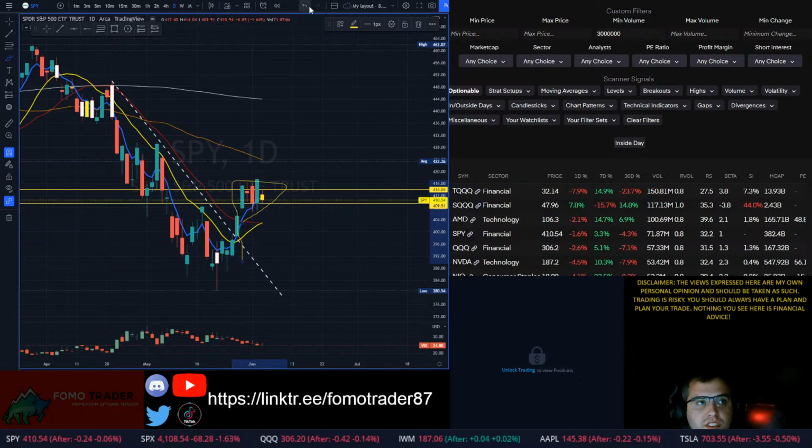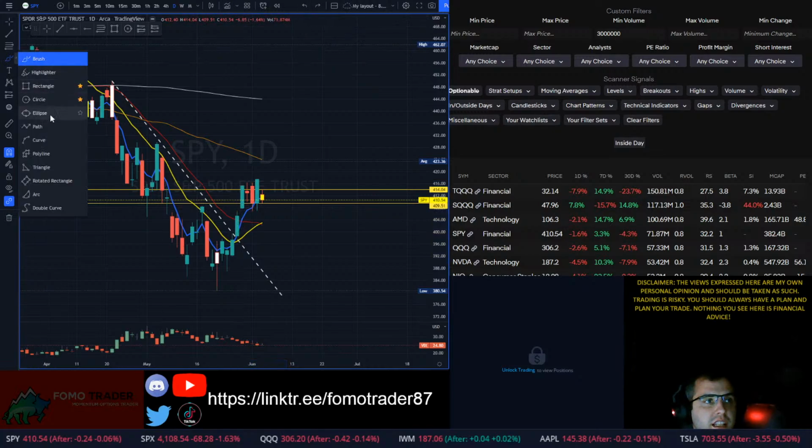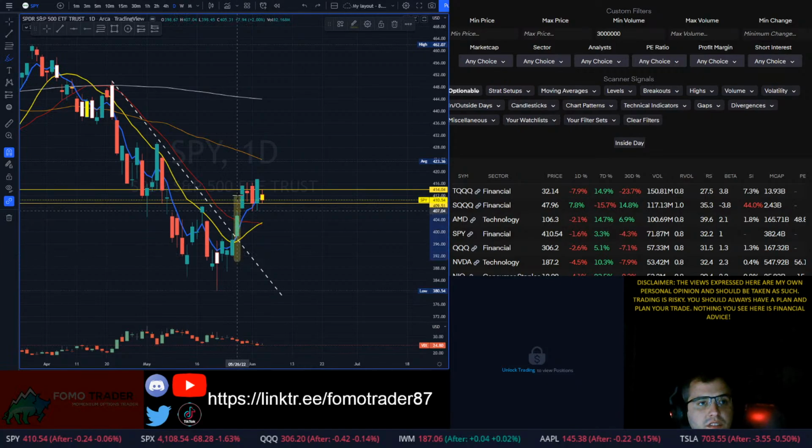Hold on, that's a crappy drawing. Let me change this to the highlighter. So here's your flagpole, and here is your flag. And typically you'd want to see a bull flag break to the upside.